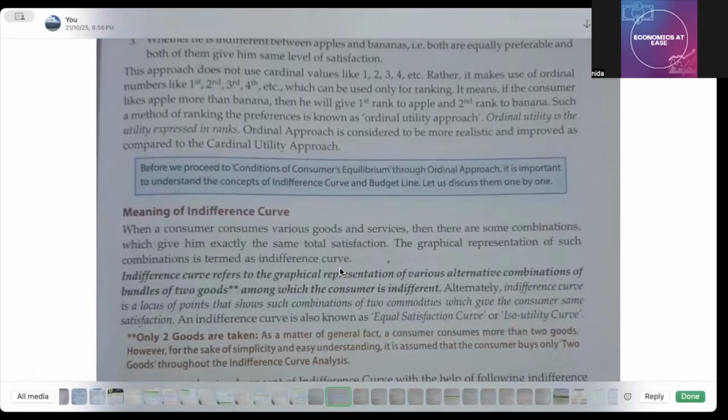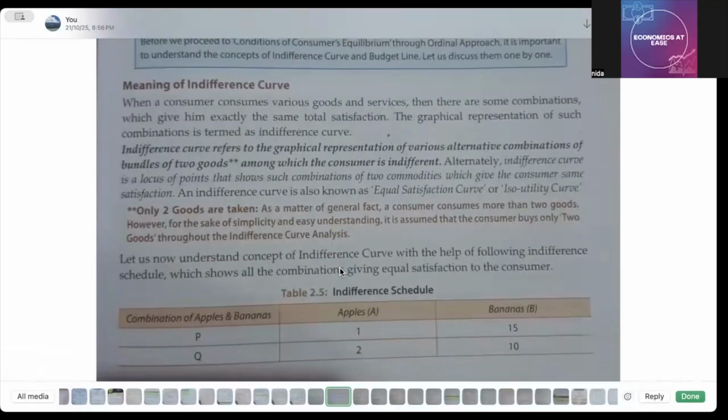Now, the meaning of indifference curve. Here, the main thing is that you need to draw the indifference curve. What is an indifference curve? When a consumer consumes various goods and services, that is two commodities, there are some combinations which give him exactly the same total satisfaction, and his income is also fixed. The graphical representation of such combinations is termed as indifference curve.